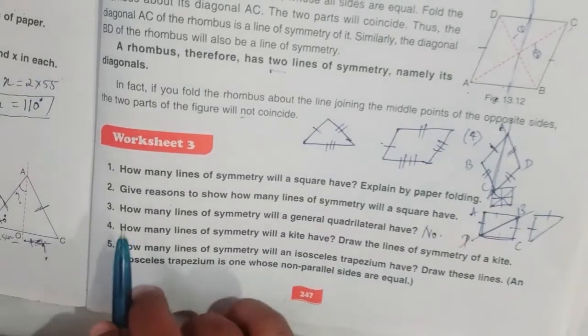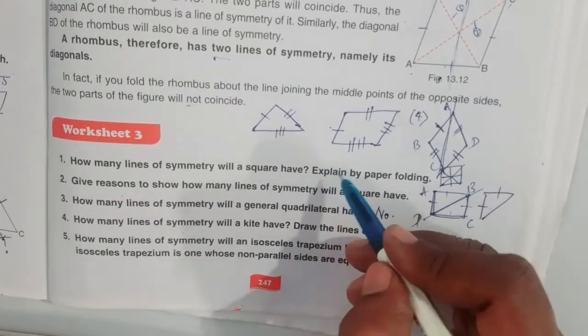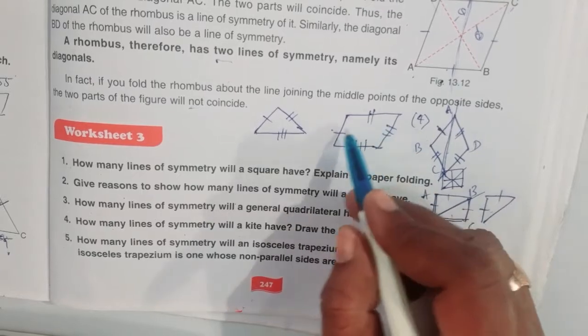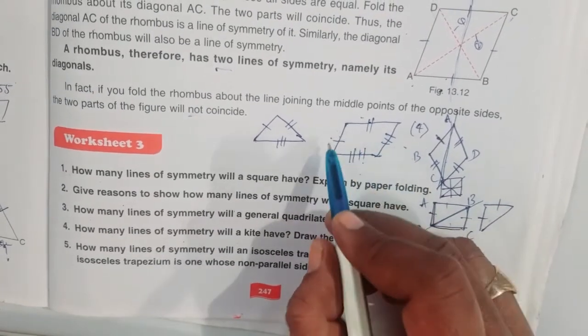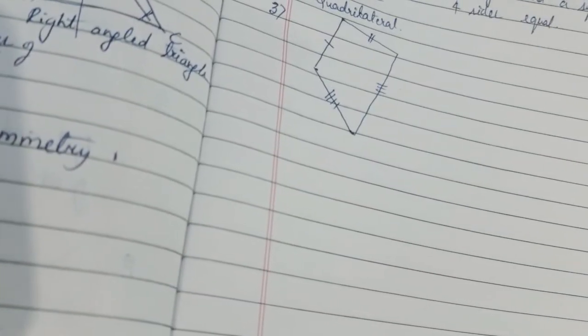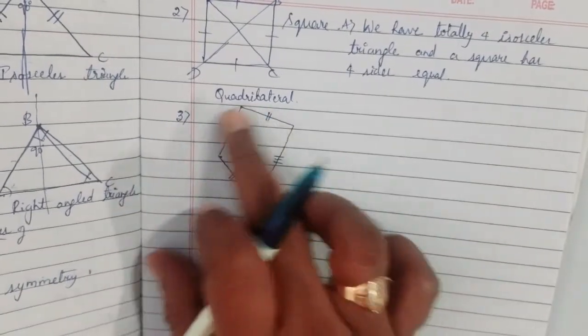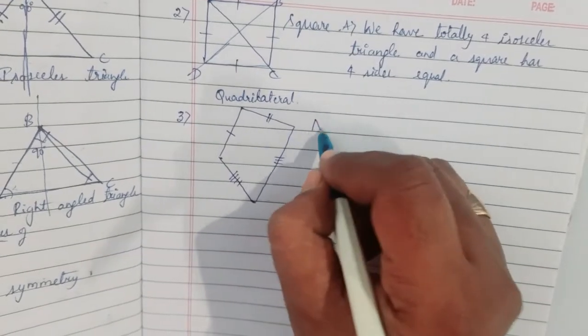Next is question number 3, children. How many lines of symmetry will a quadrilateral have? Here we know a quadrilateral has 4 sides which are different. No sides of a quadrilateral are equal, children. So here you can see the quadrilateral. We have to say or write how many lines of symmetry a general quadrilateral will have. Here is a general quadrilateral. Because no sides are equal here, therefore the answer is no.